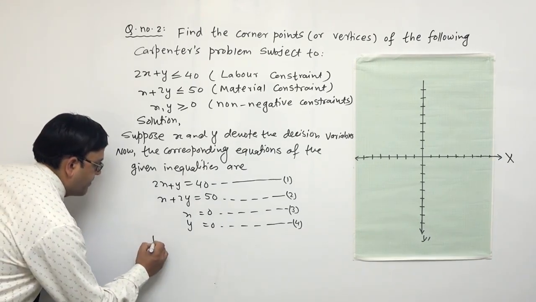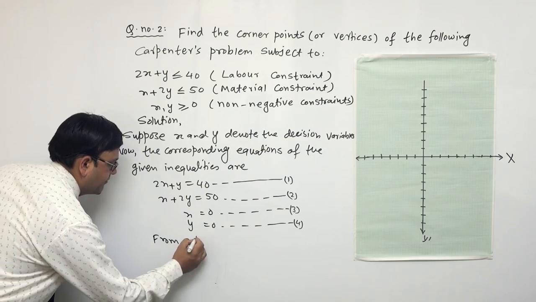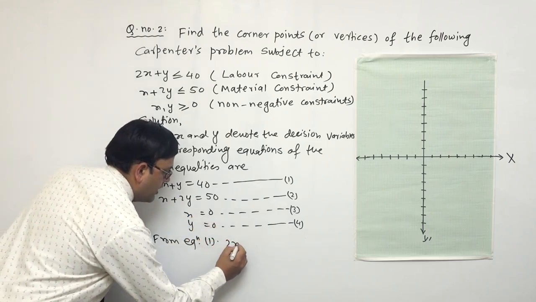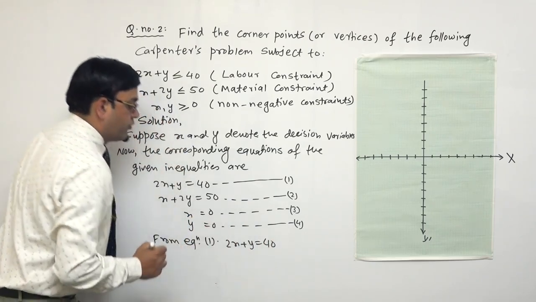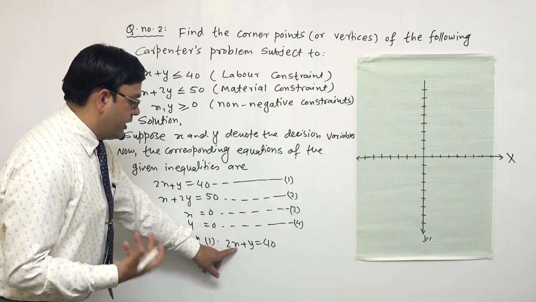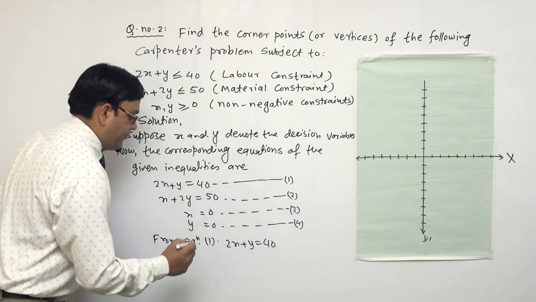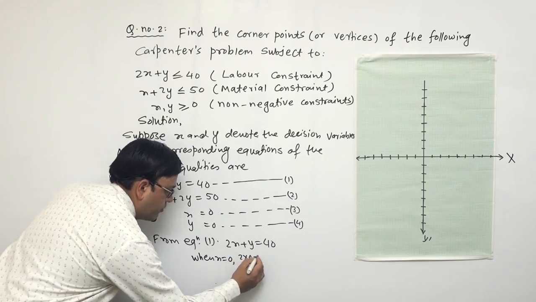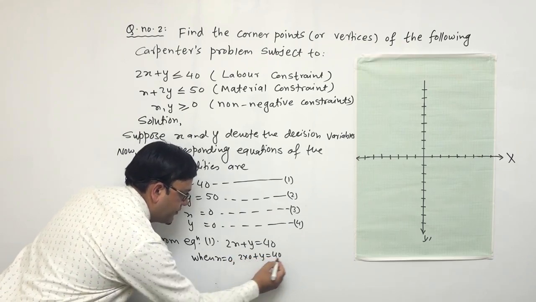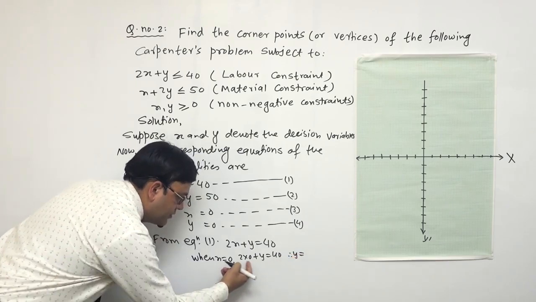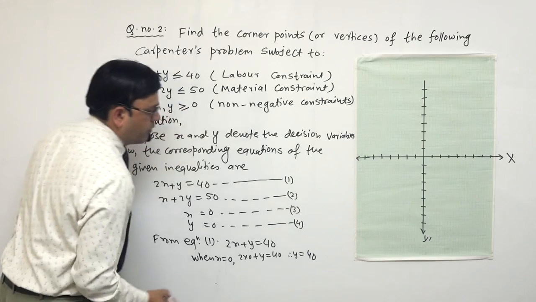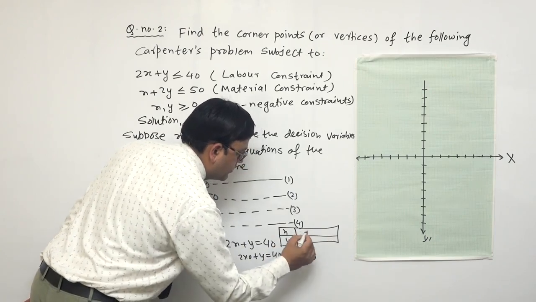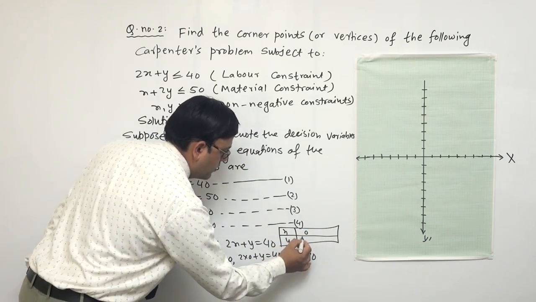Now from equation 1, 2x plus y is equals to 40. So if we put x equal to 0, then what is the value of y? Look here, when x is equal to 0, then 2 times 0 plus y is equals to 40, which gives y is equal to 40. If we make a table like this, here x and then here y, when x is equal to 0, then y is equal to 40.